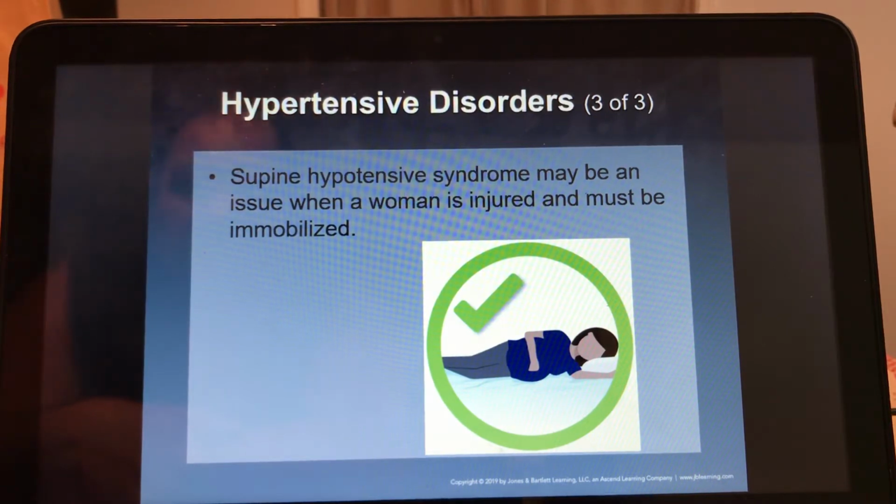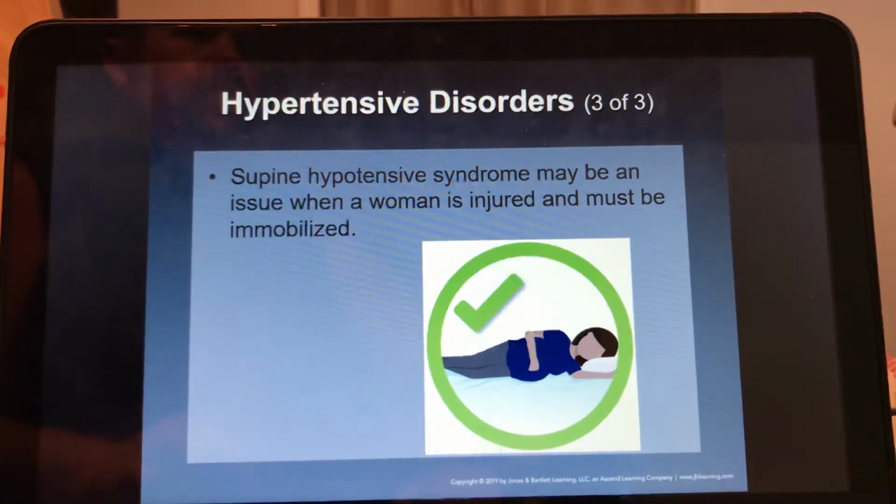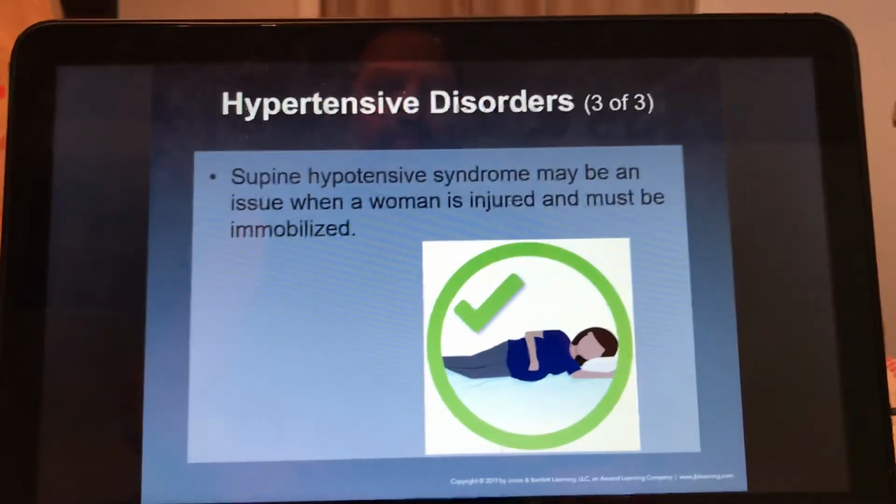So that's why most women who are pregnant, especially after the 20th week, cannot lay supine. They've got to turn on their side. The best way to turn is on their left side. For some reason it pulls the weight of the fetus off and away from the inferior vena cava and allows adequate blood return. So this is not a hypertensive, this is actually a hypotensive disorder.